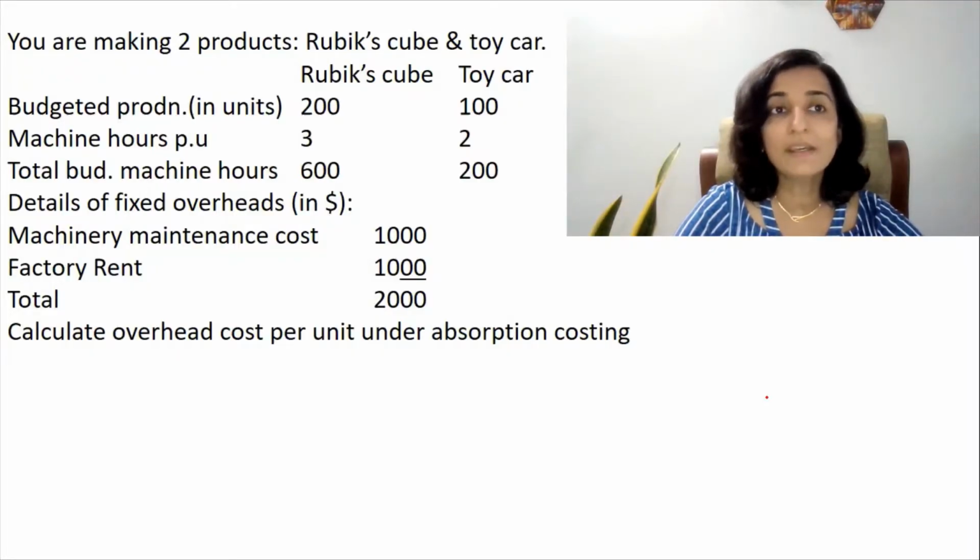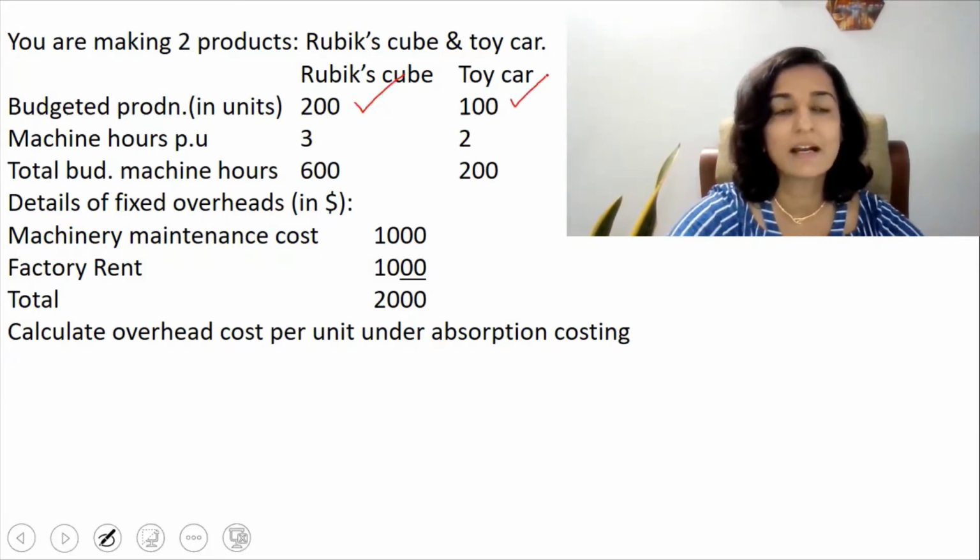In this video, you will see how to arrive at the cost per unit under absorption costing and ABC. So this is the question. You are making two products, Rubik's Cube and toy car. The budgeted production in units for Rubik's Cube is 200 and for toy car it is 100. And machine hours per unit for Rubik's Cube, it is 3 hours, and for toy car, it is 2 hours per unit. So what is the total budgeted machine hours?